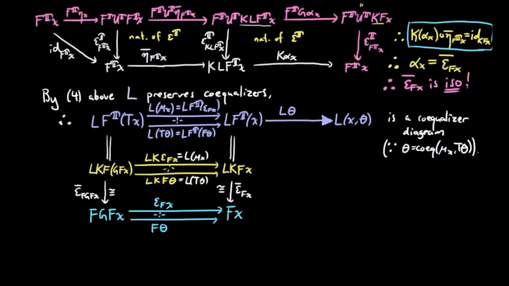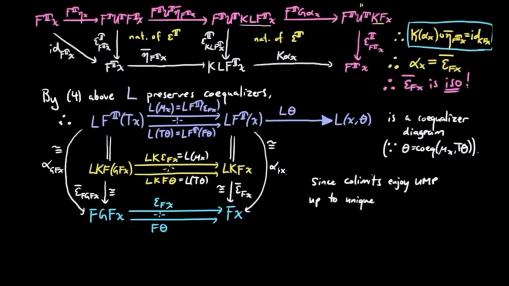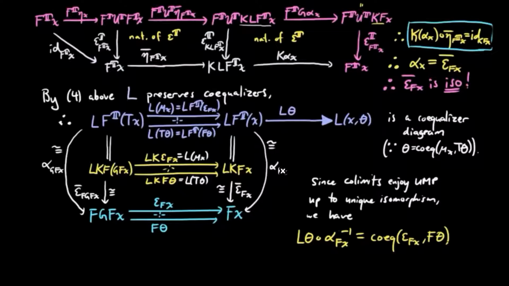So the yellow parallel pair is equal to the top blue parallel pair, and hence the bottom pair is isomorphic to the top pair. Thus, as colimits enjoy universal mapping properties up to unique isomorphisms, we see that L theta alpha inverse fx is the coequalizer of epsilon fx and f theta, which completes the proof for the forward direction.